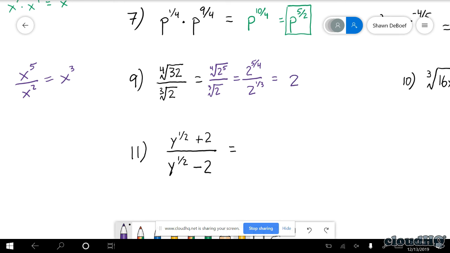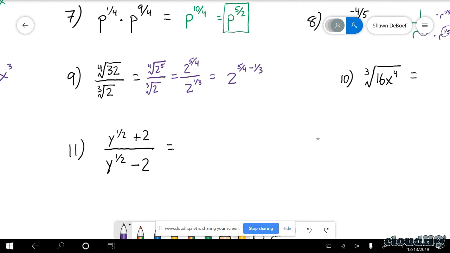I'm going to have the base number of 2. You keep that base number, but you subtract the exponents. The one on the top goes first. So I have 5/4 minus 1/3. Before you can add or subtract fractions, you have to have a common denominator. So now I'm going to rewrite those fractions, giving them a common denominator. Looks like I need to have a denominator of 12.